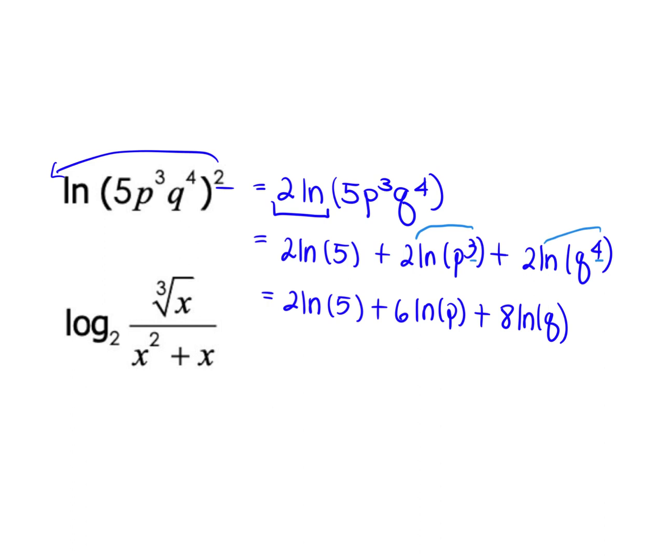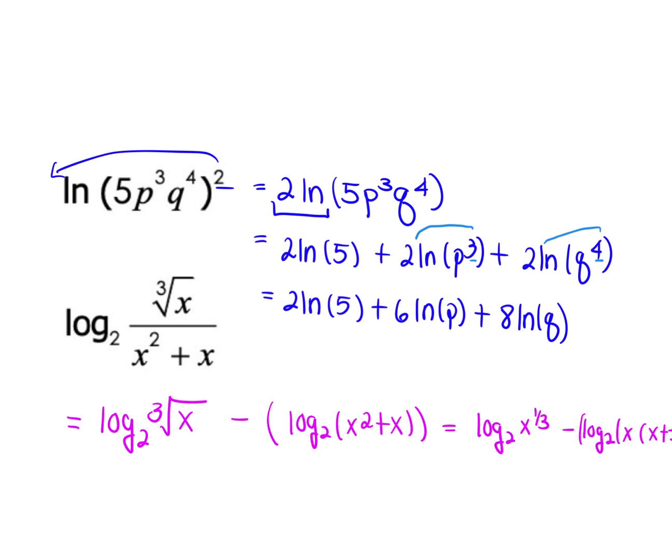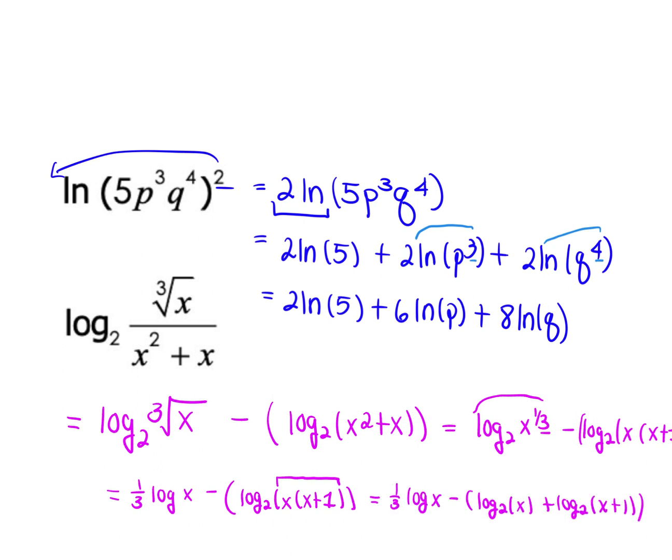Now we have log base 2 of the cube root of x divided by x squared plus x. So we're going to rewrite this as log base 2 of the cube root of x minus log base 2 of x squared plus x. So we can rewrite this as log base 2 of x to the 1/3 minus log base 2 of x times x plus 1. So we can bring out the 1/3. So we have 1/3 log base 2 of x minus log base 2 of x times x plus 1. So we now can expand this using the product rule. And we have 1/3 log base 2 of x minus log base 2 of x plus log base 2 of x plus 1. And I'm supposed to have a 2 here and a 2 here.